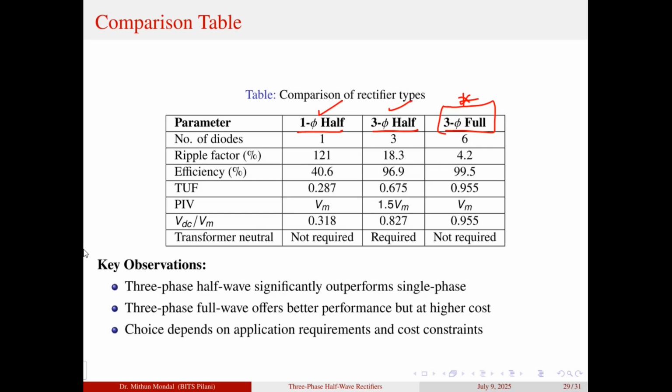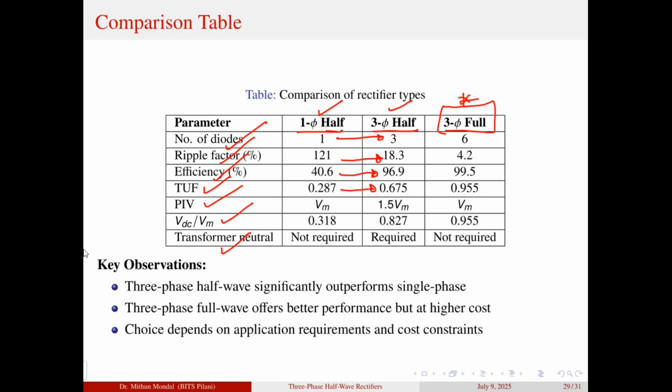So we need to compare the performance in terms of number of diodes, ripple factor, efficiency, transformer utilization factor, peak inverse voltage, the ratio of VDC by VM, and whether a transformer neutral is required or not. We can see that compared to half-wave, three-phase will require more diodes, which is 3, and the ripple factor will be reduced from 121% to 18.3%. Efficiency will be more than 2 times, 2.5 times: 96.9 compared to 40.6.